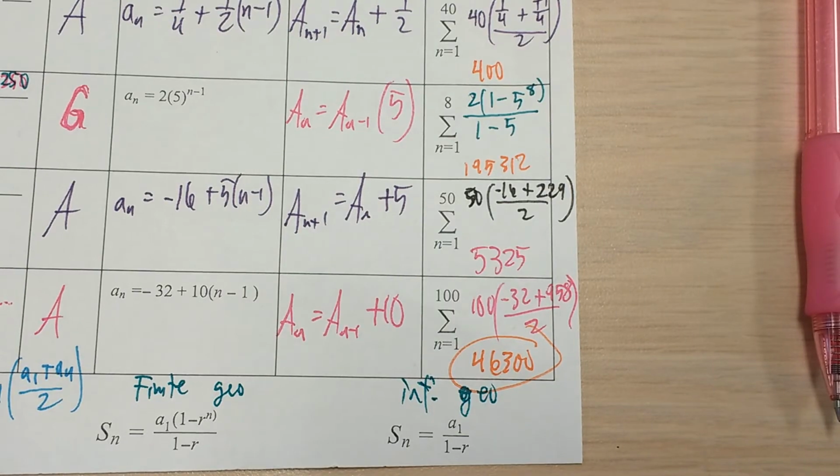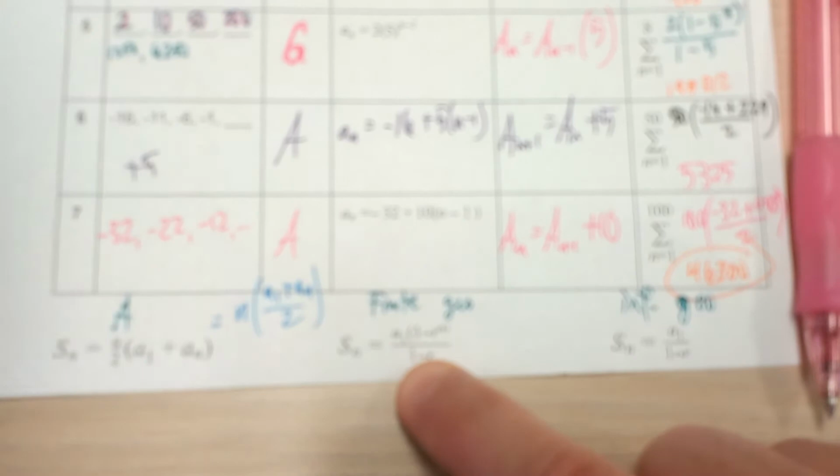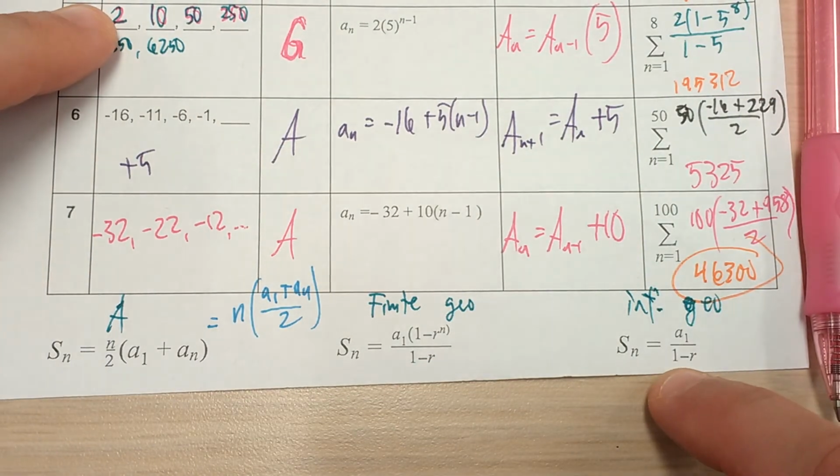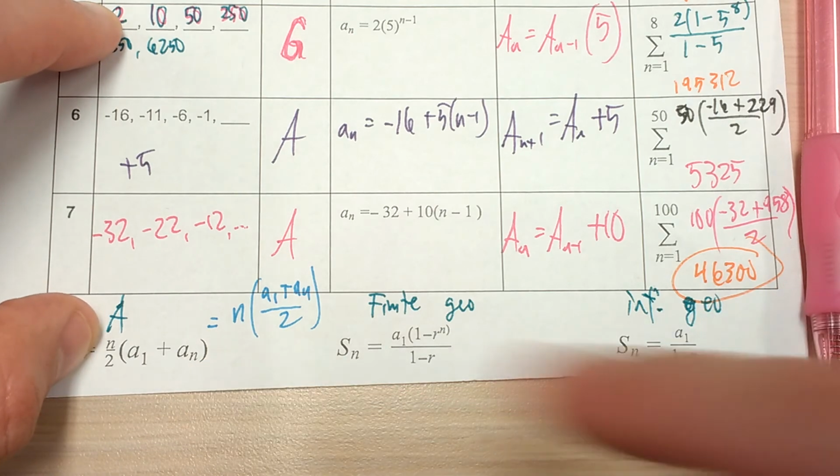Again, go back through. Understand which formulas apply when, right? Finite geometric, infinite geometric, arithmetic. Obviously a partial sum because we have a value for n that is not infinity.